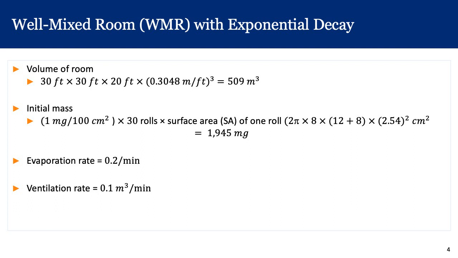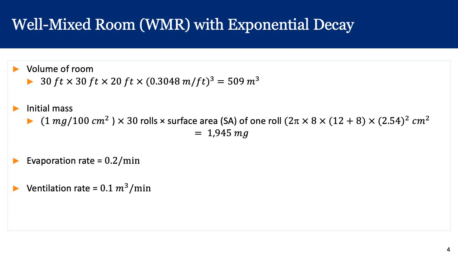Since there is off-gassing from the tape, we can use the well-mixed room with exponential decay as our starting point. The volume of the room is given by 30 feet by 30 feet by 20 feet, and there are about 0.3 meters per foot. So we can convert the cubic feet to cubic meters for the volume of the room. We get 509 cubic meters as the volume of the room.